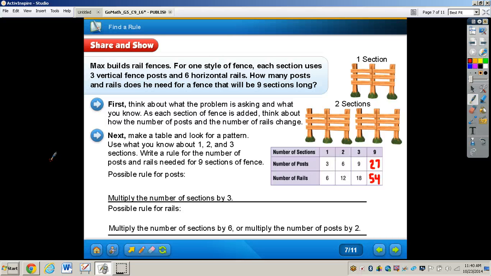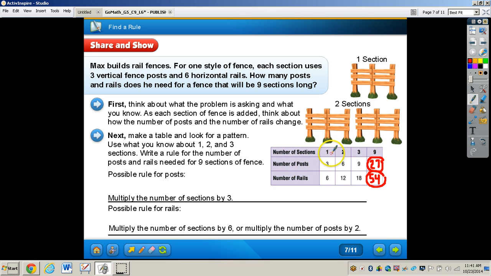Okay, so you can see the answers here. How many posts and rails does he need for a fence that will be 9 sections long? Number of sections is 9. We have 27 posts, and number of rails 54. So we can see possible rules for posts. Multiply the number of sections by 3.